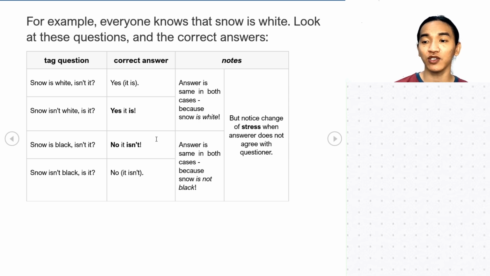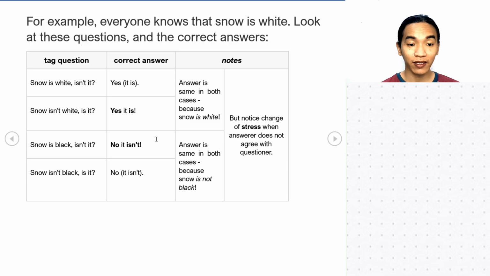But on the second part, you are stressing that you do not agree with what the speaker said. Snow isn't white, is it? Oh, yes, it is. There's an emphasis or stress on yes and is, to say that, of course, snow is white. Snow is black, isn't it? In this case, we all know snow is not black, so we just say, no, it isn't. I disagree with you. No, it isn't. Snow isn't black, is it? No, it isn't. You agree. I agree with you. No, it isn't.